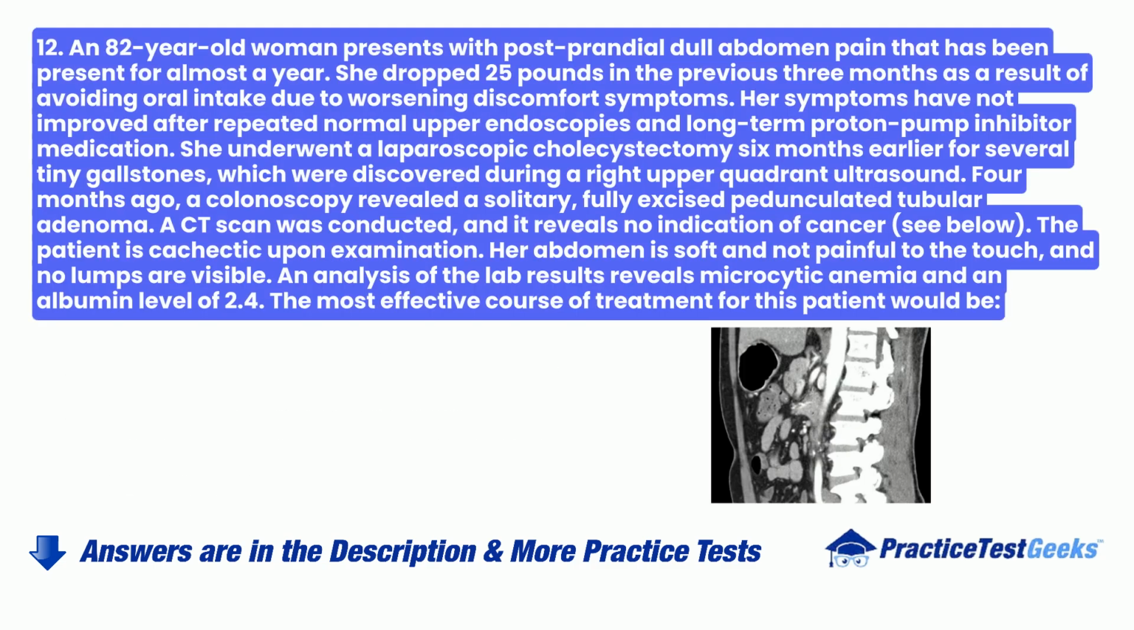12. An 82-year-old woman presents with postprandial dull abdominal pain that has been present for almost a year. She dropped 25 pounds in the previous 3 months as a result of avoiding oral intake due to worsening discomfort symptoms. Her symptoms have not improved after repeated normal upper endoscopies and long-term proton pump inhibitor medication.